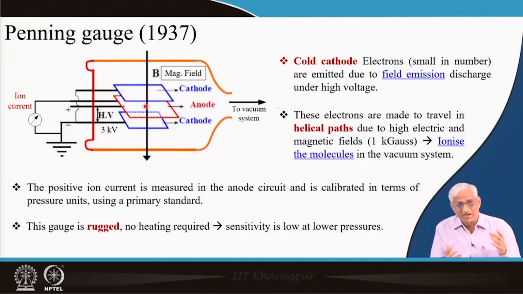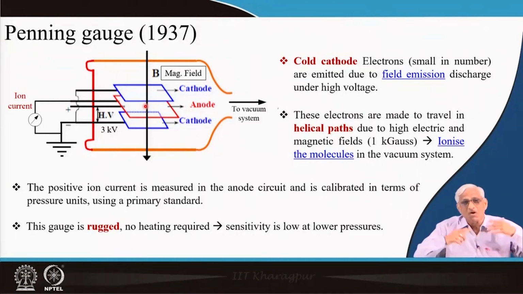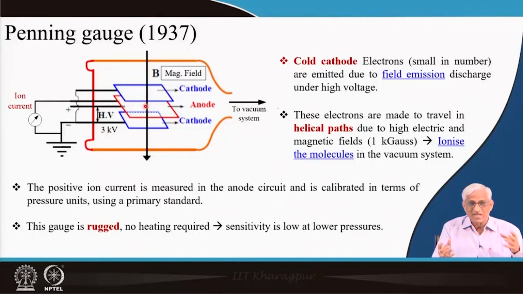Okay. These emitted electrons, because of the high voltage, are confused by the magnetic field, and they will take a lot of time to go to the anode. In the process, they will come across lots of atoms and ionize them. So, the ion density will be proportional to the number of atoms per unit volume, and that is proportional to pressure.